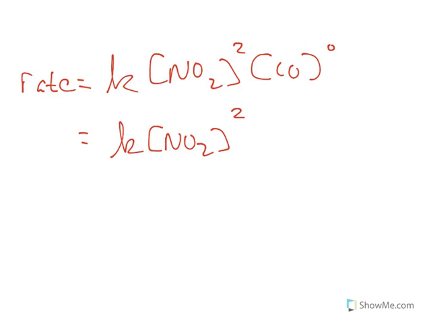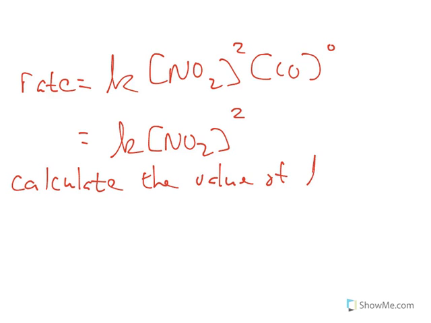Now, I can ask a follow-up, or take this a bit further, I guess I should say. Calculate the value of K. In other words, calculate the rate constant for me, right? We've just been talking about it's just some number, but you now have the ability to calculate that number, all right? How do you do it? Do you know what the rate is?